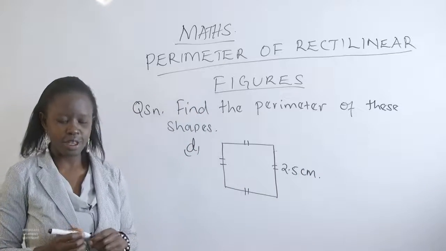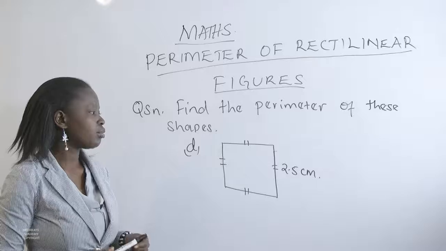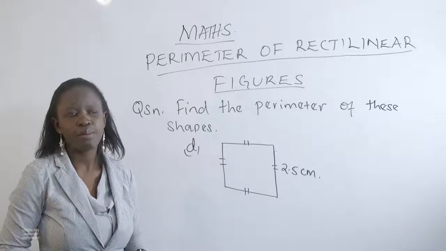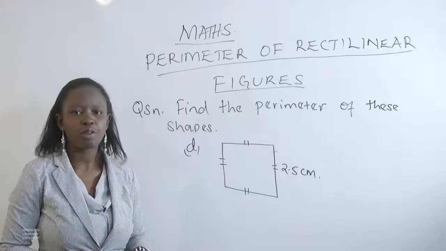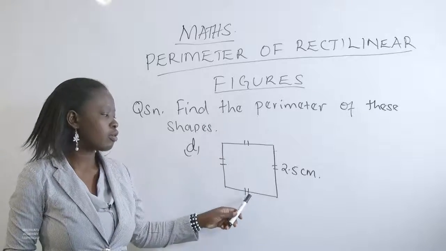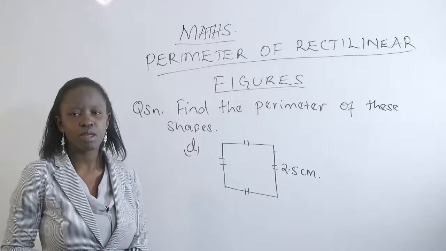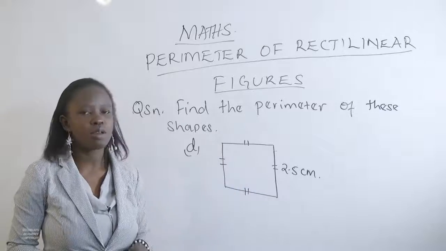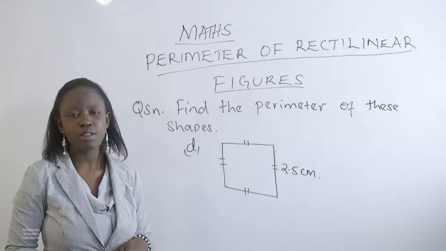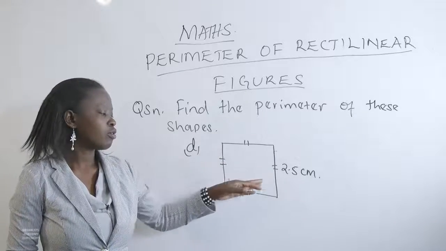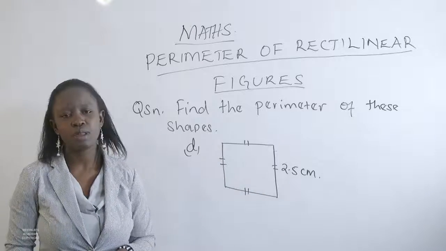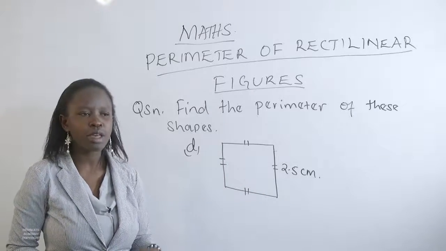So we have another figure, and in this figure, all the four sides have the same marking. All the four sides having the same marking simply indicates that the four sides of the given figure are equal. So whatever figure I have is a square, being a figure that has the four sides equal, and the angle is 90 degrees, then it means the figure I have is a square.